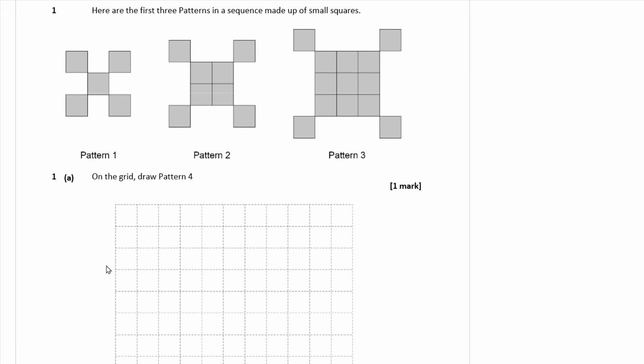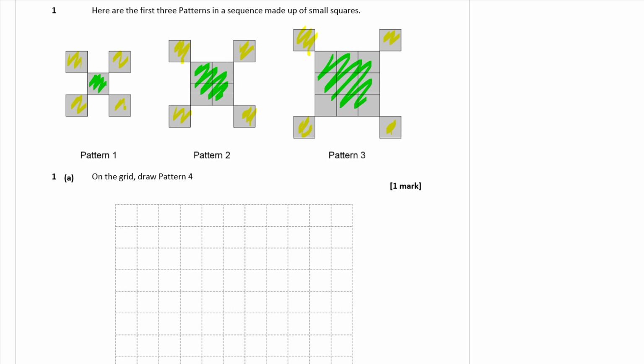Question 1. Here are the first 3 patterns in a sequence made up of small squares. So I've got pattern 1, 2 and 3. On the grid, draw pattern 4. Okay, so you can see with this, the corners are staying the same from pattern to pattern. So it carries on having these 4 squares in the corner. What changes each time is the square in the middle. I've got a 1 by 1 square, then a 2 by 2 and then a 3 by 3.